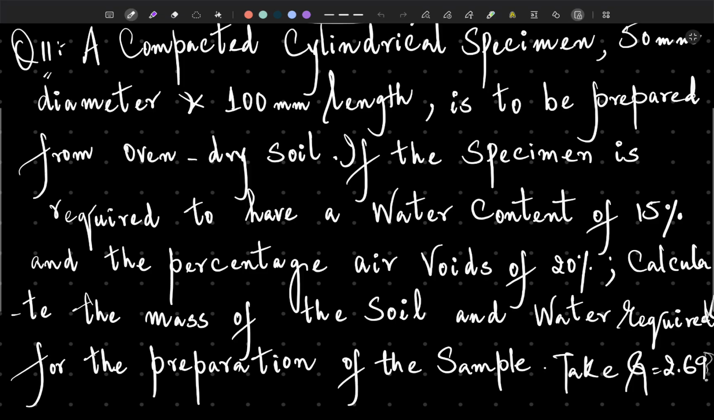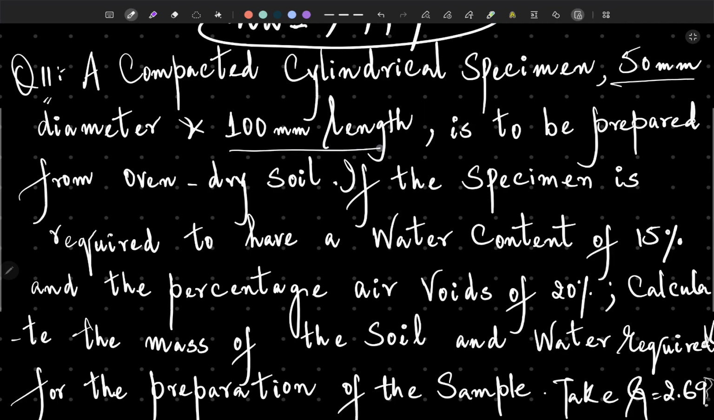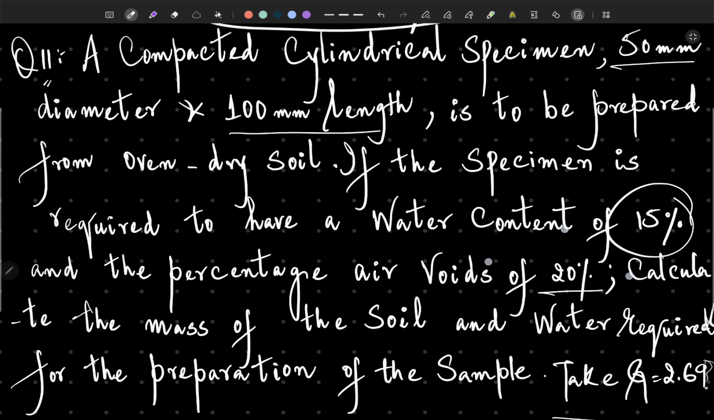So let's get started. Question is: a compacted cylindrical specimen, 50 mm diameter and 100 mm in length, is to be prepared from oven dry soil. If the specimen is required to have a water content of 15% and the percentage air voids of 20%, calculate the mass of the soil and water required for the preparation of the sample. We have to take specific gravity as 2.69. Alright, so this is the question and we'll be solving this.